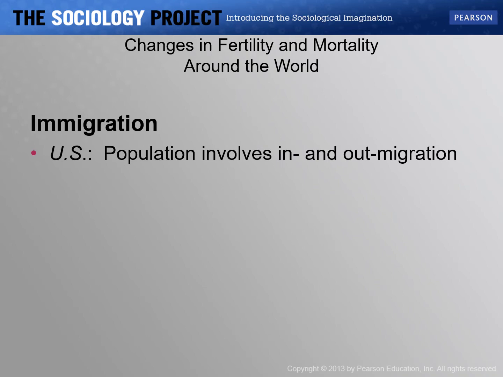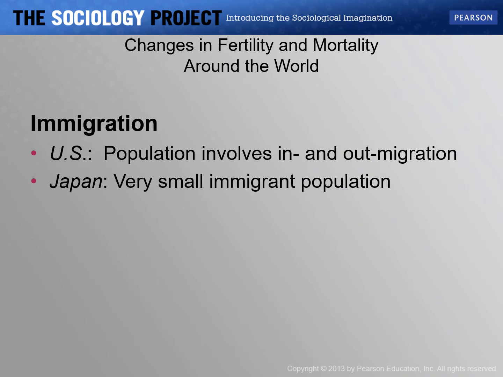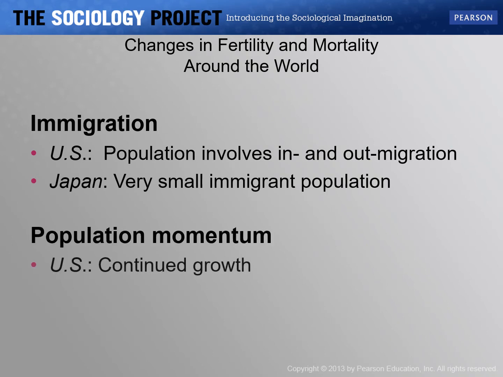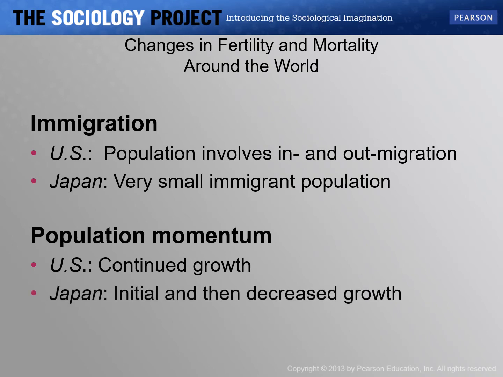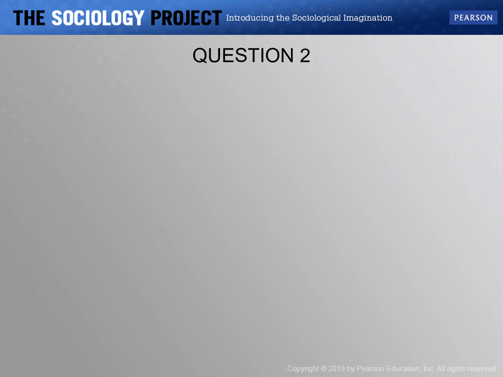Immigration is an important facet, especially in the U.S. population. It involves both in-migration and out-migration, people coming and going. Japan has a very small immigrant population. Sometimes countries continue to grow, but their rate slows down, like the United States. In Japan, of course, there's a decrease in the growth rate itself.